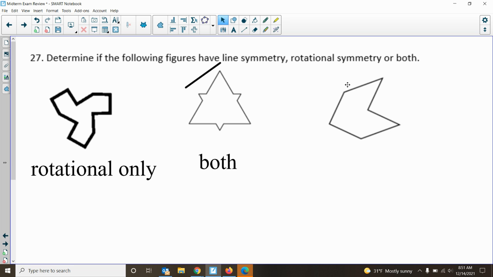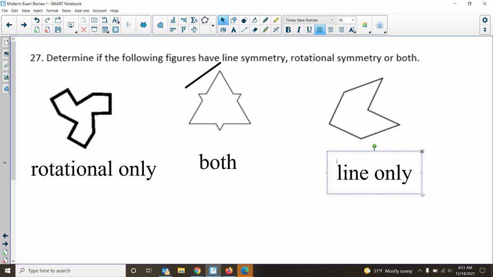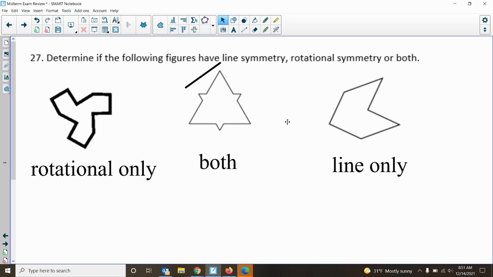And this last shape, it looks like there's no rotational symmetry. No matter how you rotate this, until you get all the way back to the beginning, you're not gonna have the same look. But you do have line symmetry here going through these 2 points. It's symmetric about both sides of that line. So I would say line only in this case. Okay? Make sure you know rotational symmetry, line symmetry. Some shapes have both, some shapes have neither. Some shapes have only one.